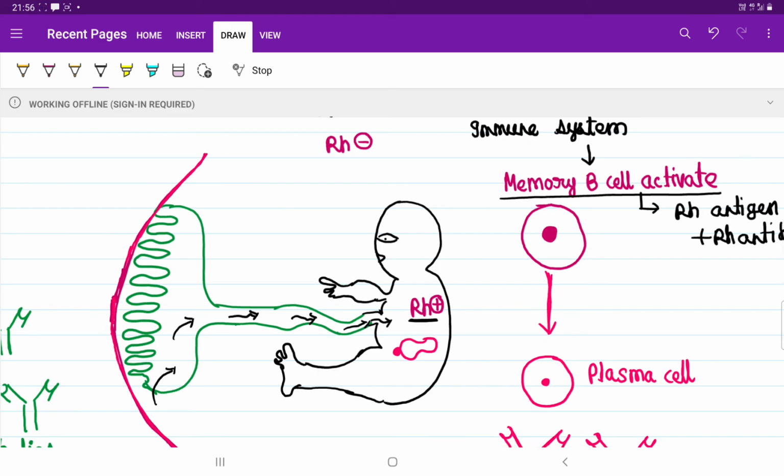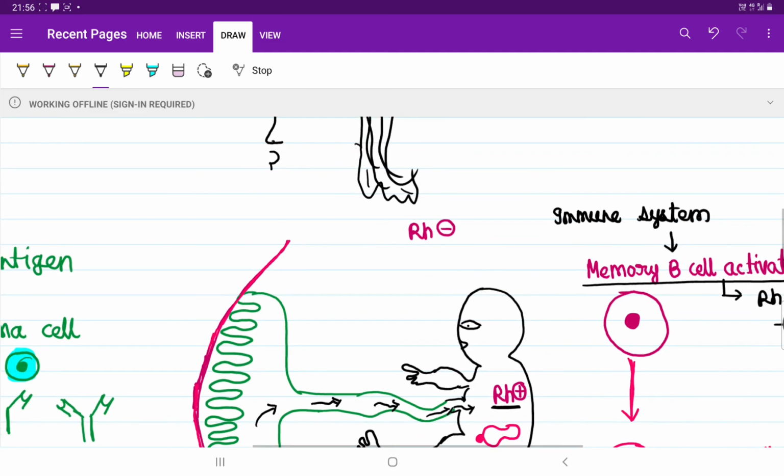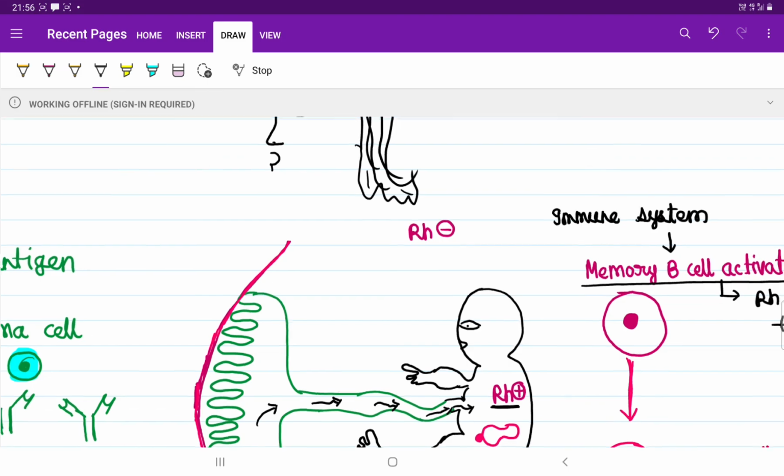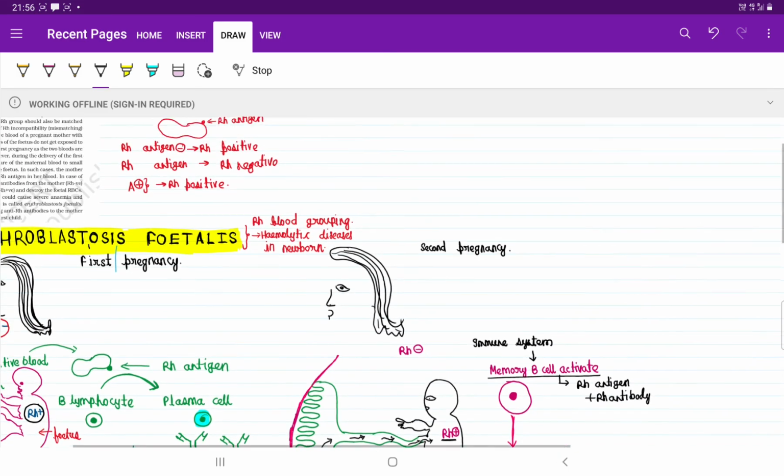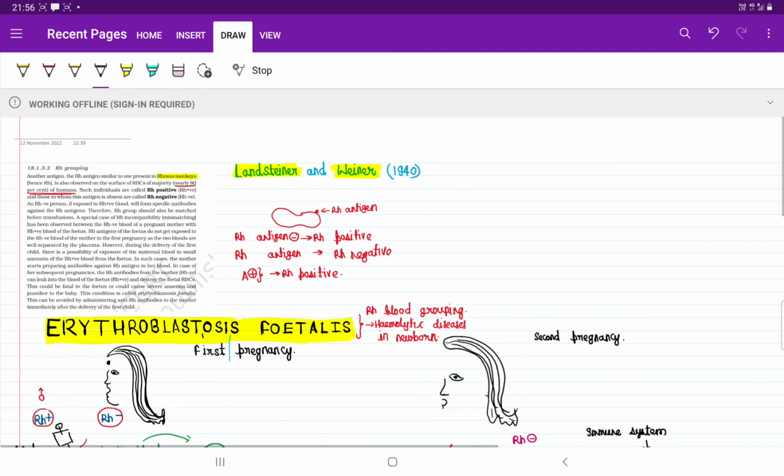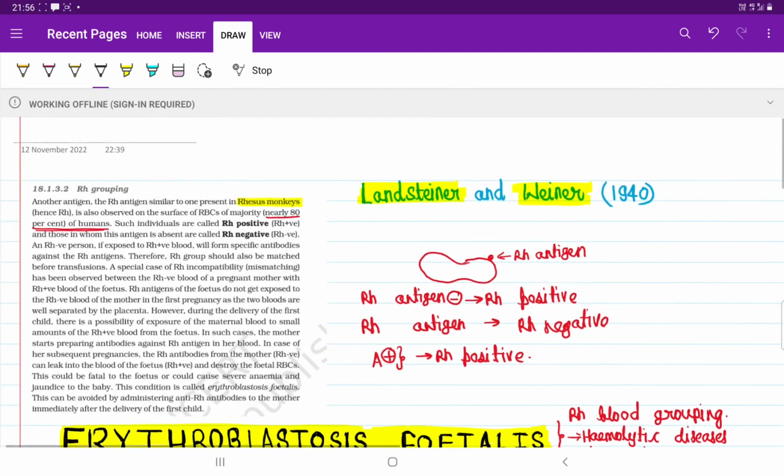If the second fetus is also Rh positive, and the lady wants a third baby, then again in the second case also they have to inject within 48 hours Rh antibody or RhD antibody or RhoGAM antibodies. This is what hemolytic disease of the newborn is, and this is the Rh blood grouping system.